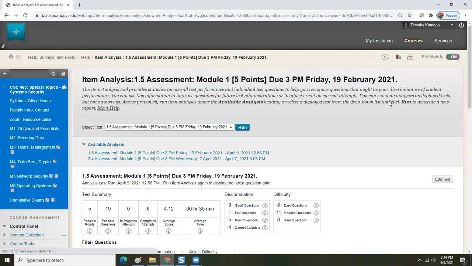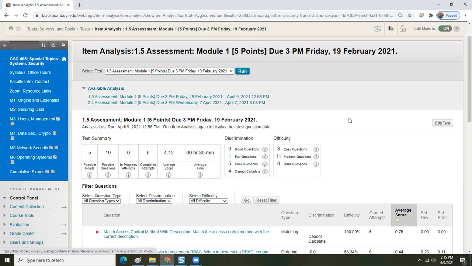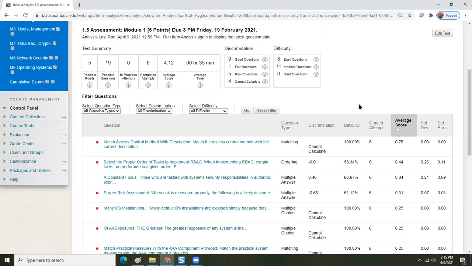This is an item analysis of your first attempts for the Module 1 assessment. Statistically speaking, the Blackboard analysis algorithms, the statistical routines in Blackboard, said, based on the outcomes from student answers, that there were 8 easy questions and 11 medium questions, but no hard questions. The average score was a 4.1 out of a possible 5.